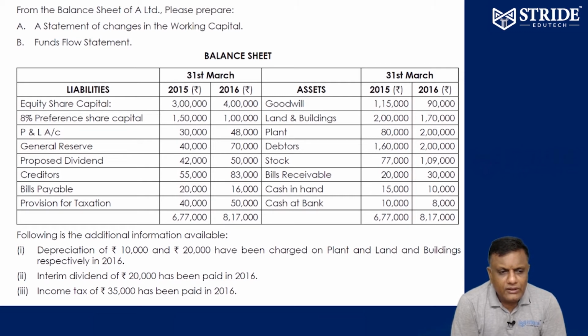Note number 1: depreciation of 10,000 and 20,000 has been charged to plant and machinery and land and buildings. Interim dividend of 20,000 has been paid, so adjusted P&L account debit side and application of funds. Income tax of 35,000 has been paid, so we will prepare separate notes for income tax. Let's see how to solve the problem.